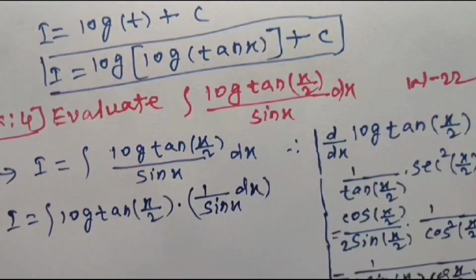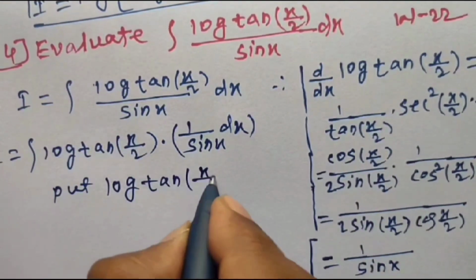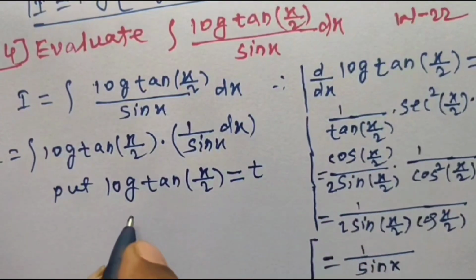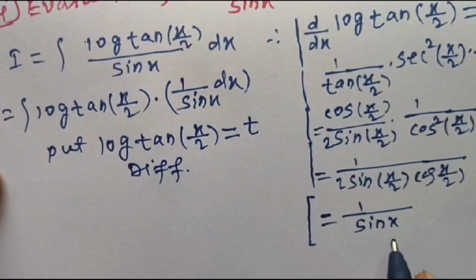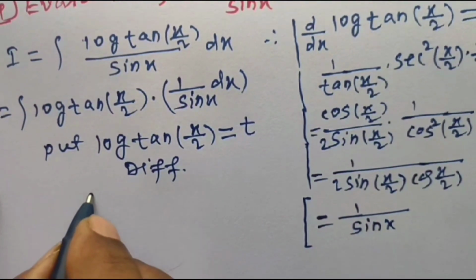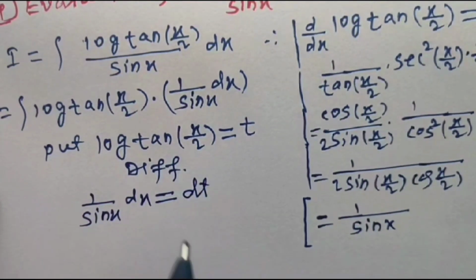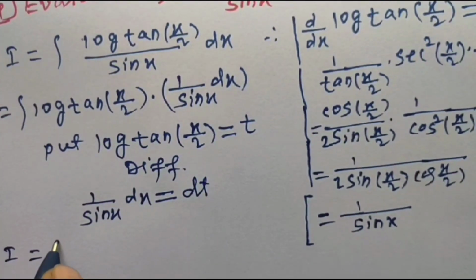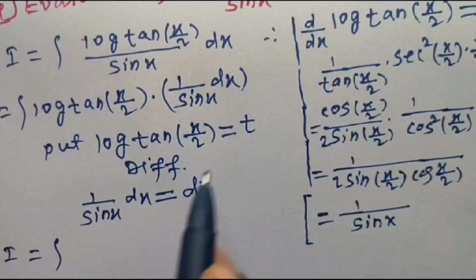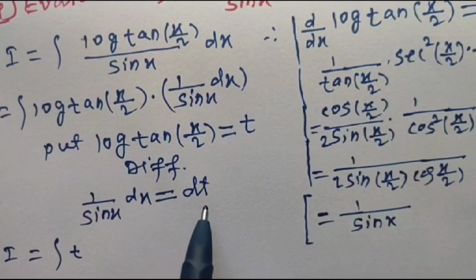So substituting log of tan of x upon 2 is equal to t, and differentiating this gives the derivative, that is 1 upon sin x. Already we have obtained here 1 upon sin x dx is equal to dt. Put this and this in the integral. Hence I is equal to, log of tan x upon 2 you can replace by t, and 1 upon sin x into dx you can replace by dt.